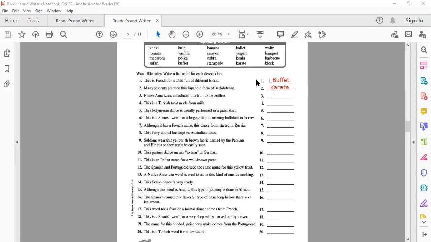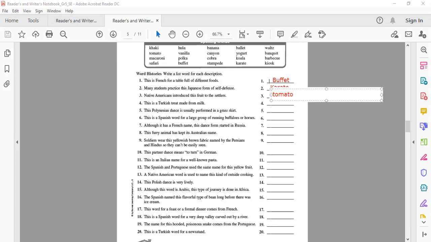Judy. Hi, Judy. Can you hear me? Yes. Okay, sweetie. Number 3 for you. Read it and tell me the answer. Native Americans introduced this fruit to the settlers. Some people say about it a fruit, and some people say about it a vegetable. And we use it in salad. What is this word? Tomato. Tomato, excellent. So we have number 3, tomato. Excellent, Judy. Very good.